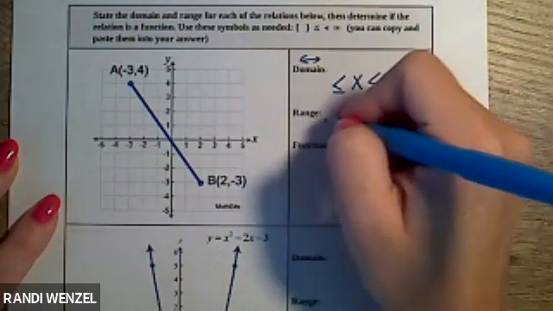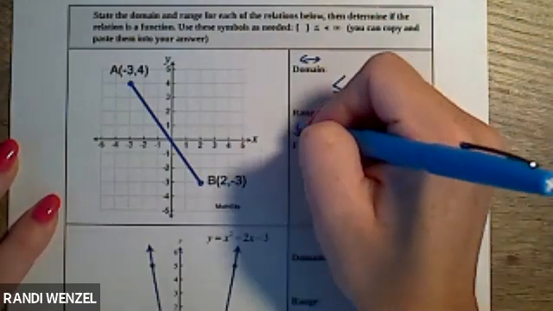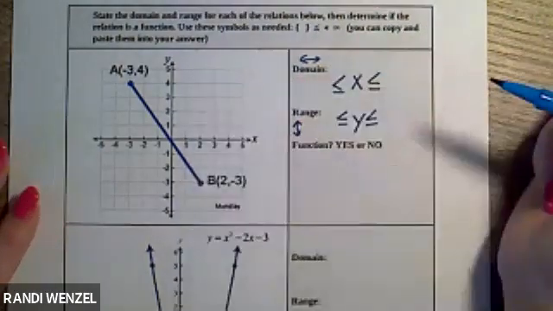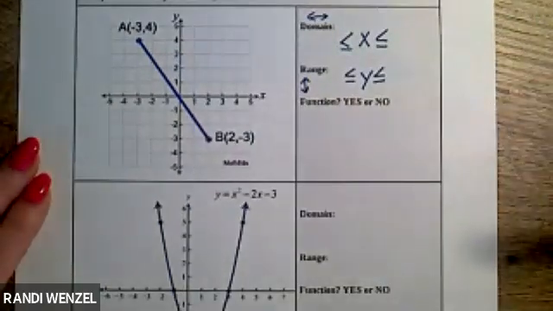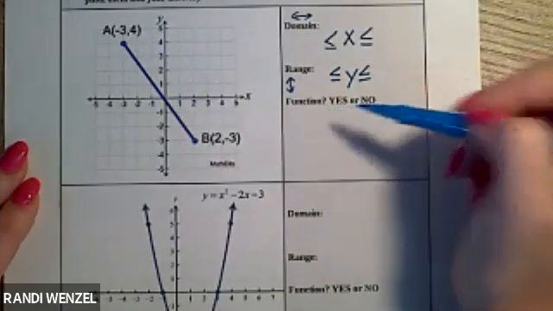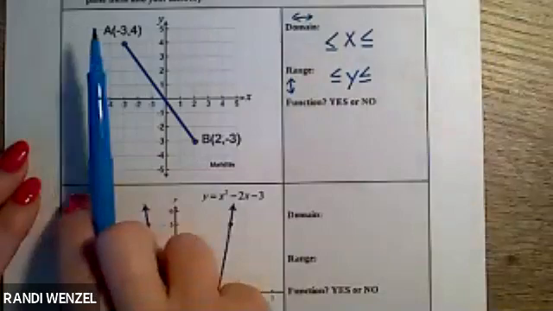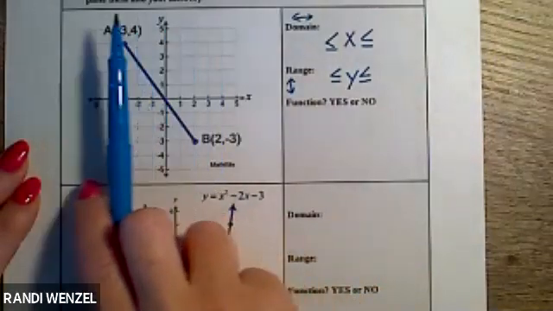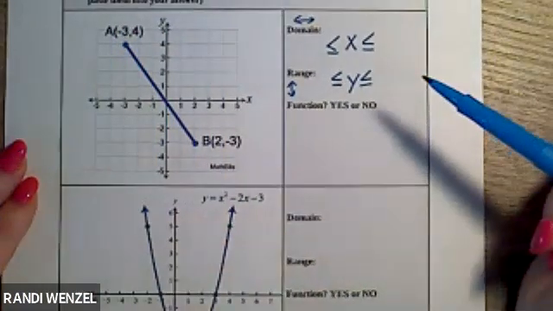So we put the lowest Y value to the highest. And remember, range is your up and down values, so you're looking up and down. Same thing down here, but it's a different type of function. And then remember, you're answering if it's a function. Remember, you check using the vertical line test. Am I only hitting one point at a time? If I am, it's a function, and we say yes.